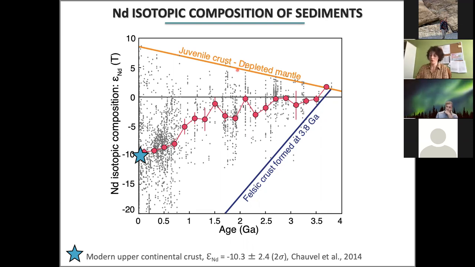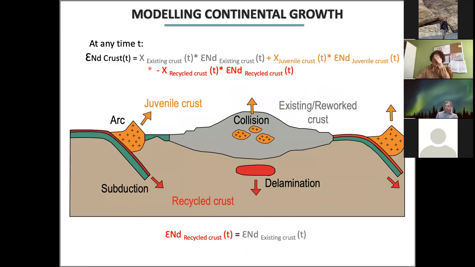To quantify the amount of juvenile material, the approach that I use is simply considering that at any time t, the neodymium isotopic composition of the crust can be expressed as a function of three contributions. So it depends on the neodymium isotopic composition of the existing crust, multiplied by its proportion. It also depends on the isotopic composition of the juvenile crust, the crust that is made during its bin time, minus the contribution of the recycled crust that is lost during the same bin time. So this is relatively simple. And if we assume that the isotopic composition of the recycled crust is similar to the existing crust, basically you are recycling the same stuff as what is on the continent, you can easily extract the proportion of juvenile crust for each bin time.